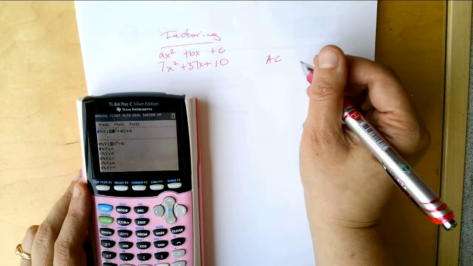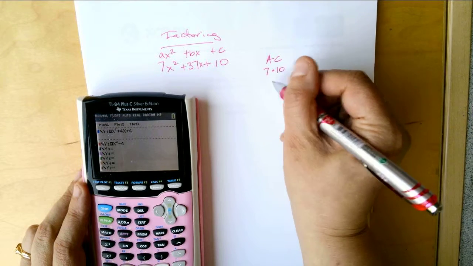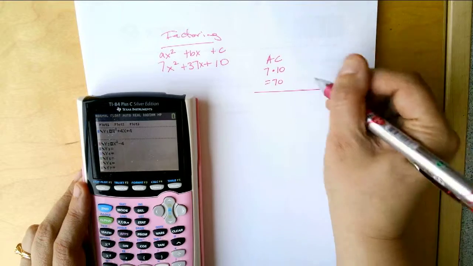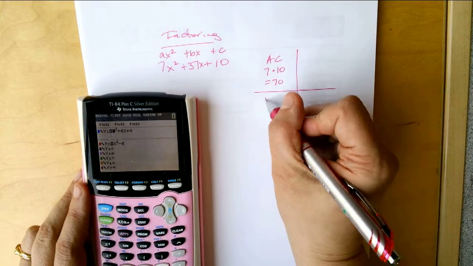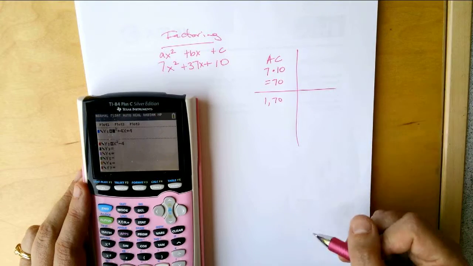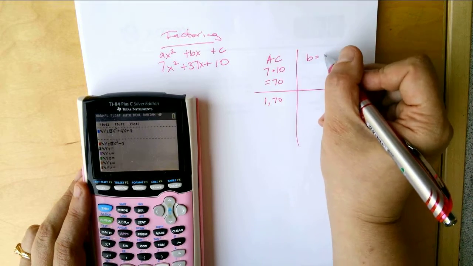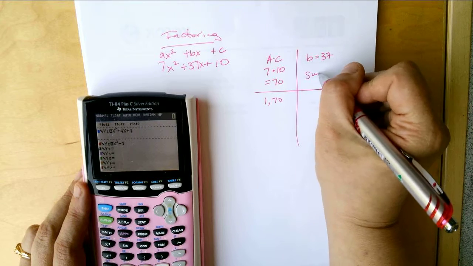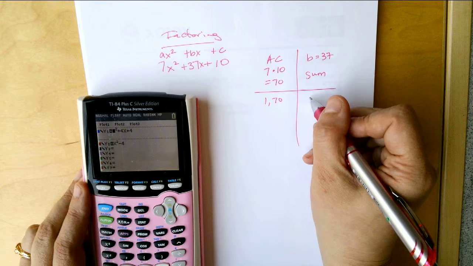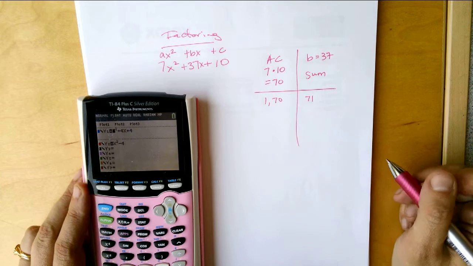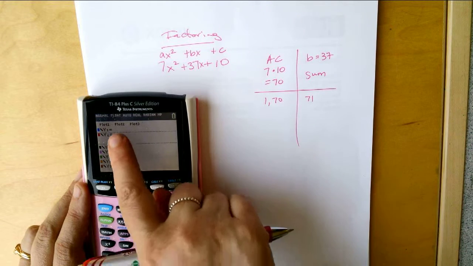And if we're going to use the AC method, then A is 7 times C, which is 10, gives us 70. So we want factors of 70, and that can be really tedious to start listing them. 1 times 70, and then you would continue like that. Remember that you want B equals 37. You want a sum of 37. So you could start adding them together. 71, that didn't work.